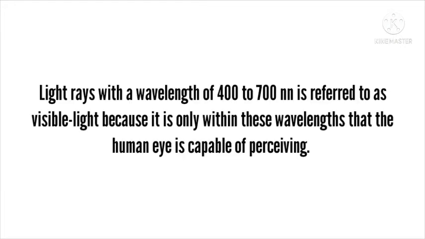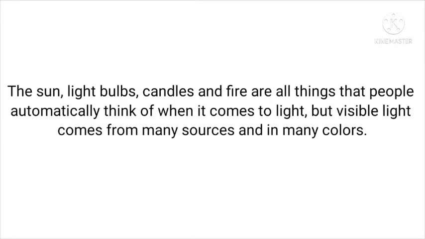The light rays with wavelength of 400 to 700 nanometers are referred to as visible light because it is only within this wavelength that the human eye is capable of perceiving. So it says that our eyes can only see the wavelength that is 400 to 700 nanometers only. Examples of visible lights are the sun, light bulbs, candles, and fires, which are all things that people automatically think of when it comes to light.